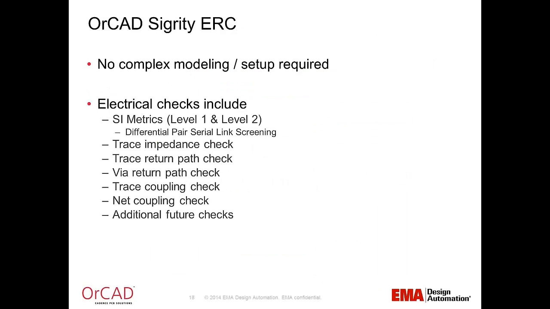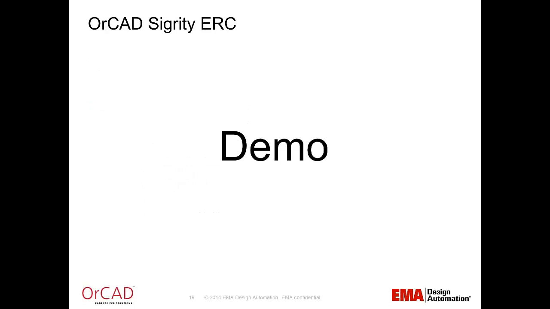The OrCAD Sigrity ERC, these are the things to remember. There's no complex modeling or setup required. The checks include the three basic checks that I mentioned that we're looking at for basic SI, and that's impedance checks, coupling checks, and then return path, reference plane checks. So let's go ahead and take a look at what this particular tool can do for us.